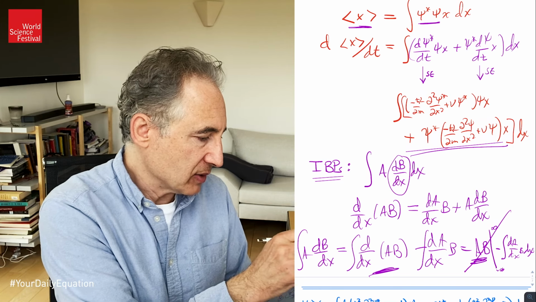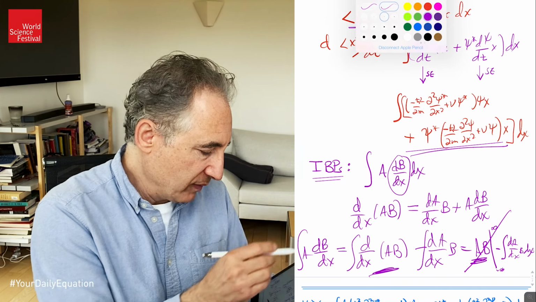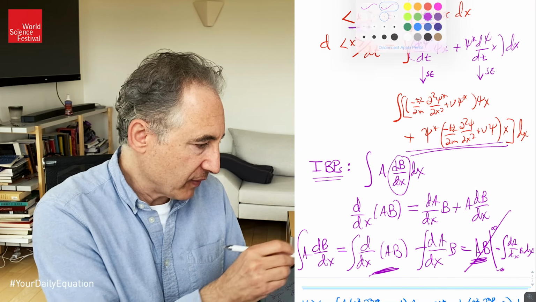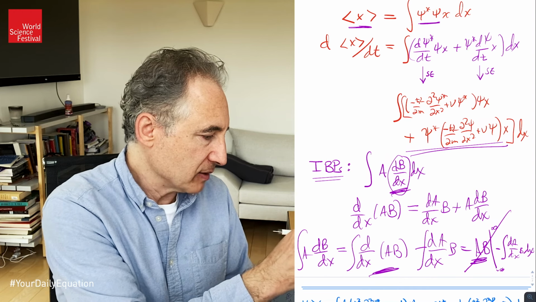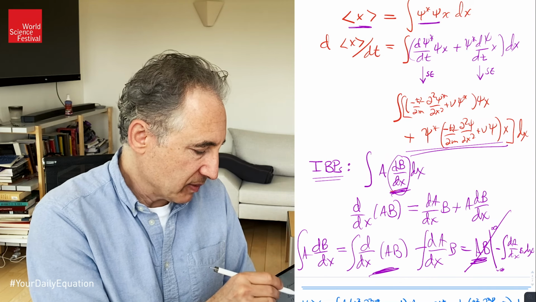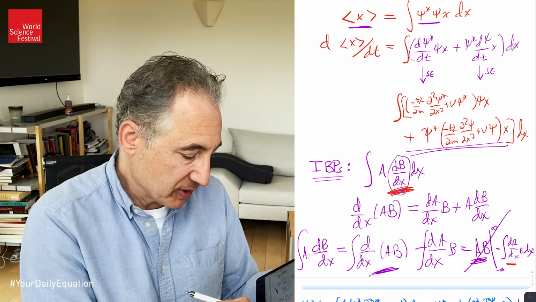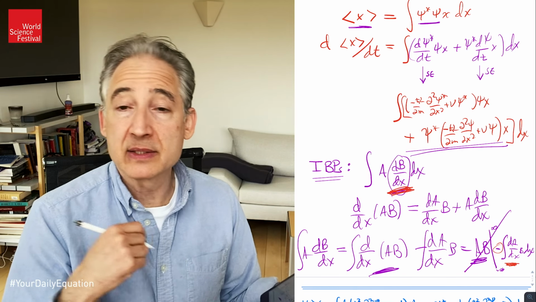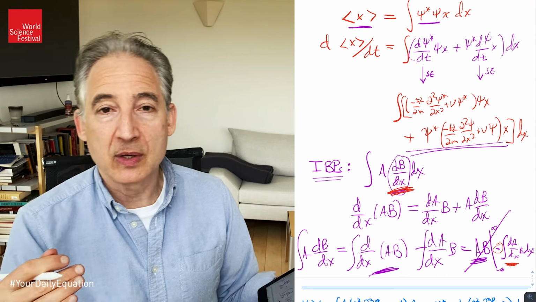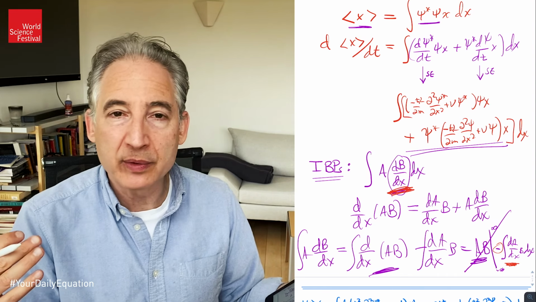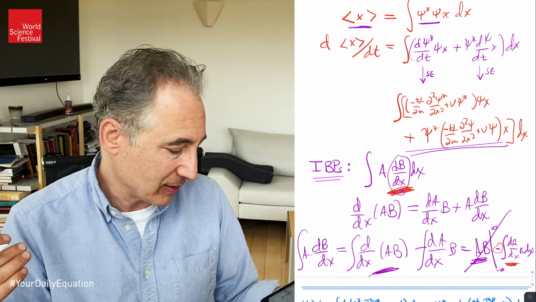In this case, let me change the color there. So we're able to move a derivative off of, say, this first term over here. That didn't change my color at all. So we're able to move the derivative off the second term and move it to the first term at the expense of a minus sign. So that's the second tool that we'll use in doing our calculation.